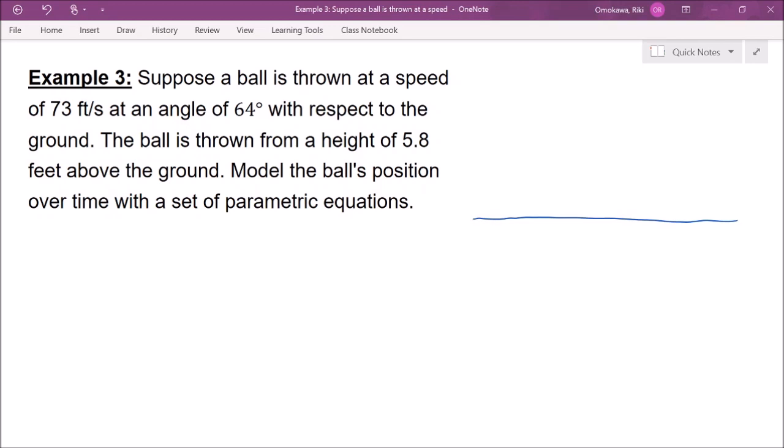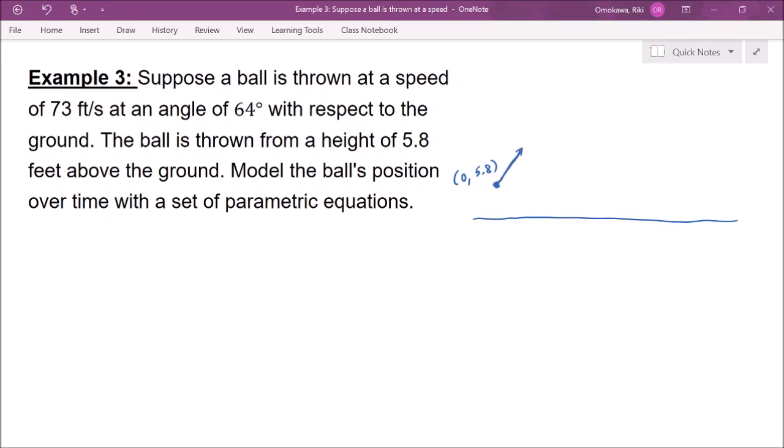So that'll be the y value, right? But it doesn't say anything about the x value, so we can just start it at 0 for x. Here's the ball. It's being thrown by someone. Initial position is 0 for x, 5.8 for y, because it's 5.8 feet above the ground. And then it's being thrown at a speed of 73 feet per second at an angle of 64 degrees with respect to the ground. So its velocity is like this, perhaps.